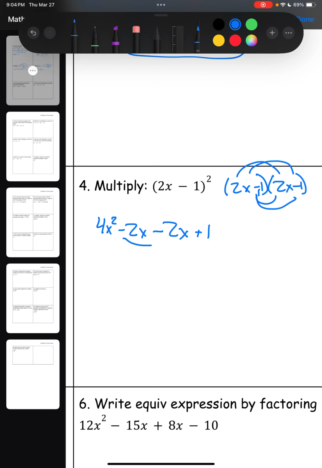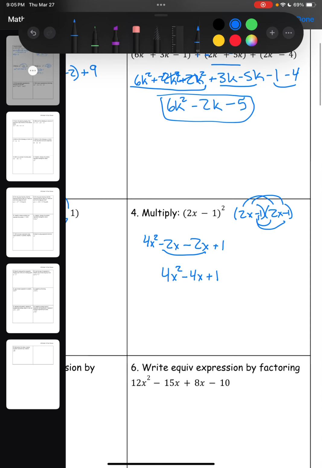So we do have like terms here, so we're going to simplify this down. 4x squared stays the same. Then we have minus 4x, because we're adding two negative 2x's, and plus 1. So that is what you should be left with for number 4.